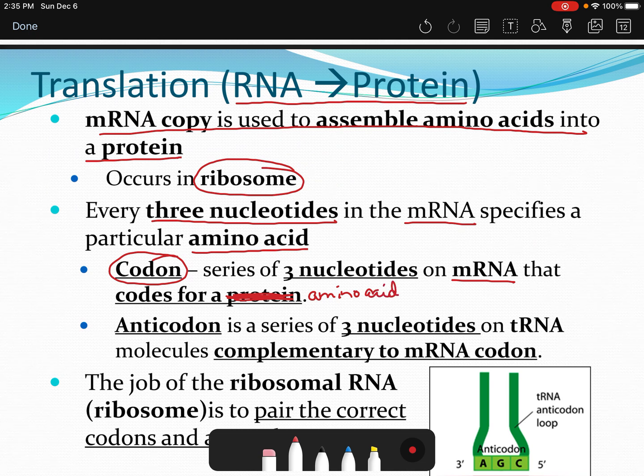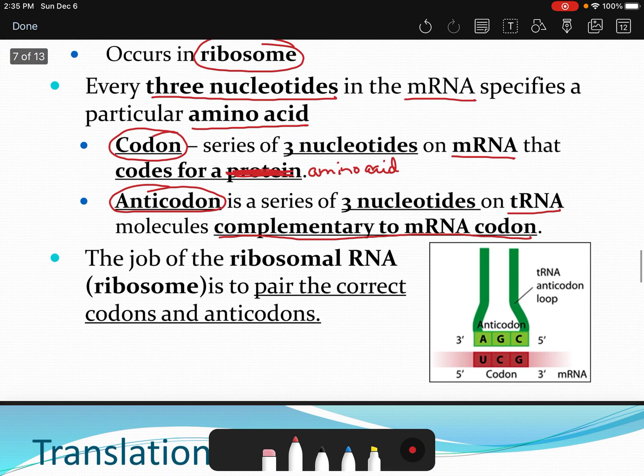Okay? An anticodon, here's another term, anti means the opposite. An anticodon is a series of 3 nucleotides on transfer RNA that's going to be complementary to the messenger RNA. In other words, it's going to be exactly the opposite of it. That's why it's called an anticodon, because it's going to be the opposite of a codon. And it's kind of the job of ribosomal RNA to help make sure those get paired up, to make sure the messenger RNA gets hooked onto the ribosome, and that the transfer RNA can bring and match up its anticodon with the codon.